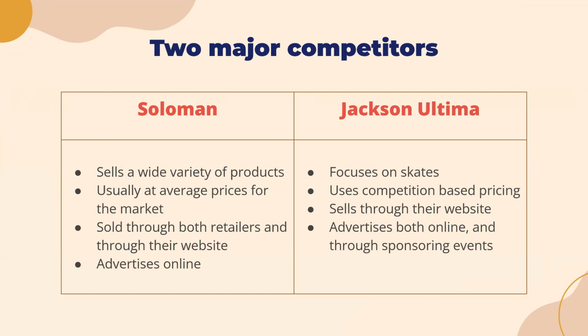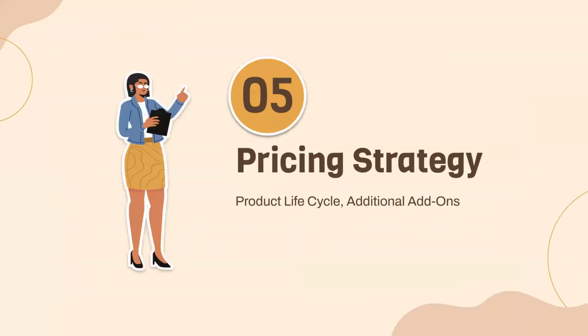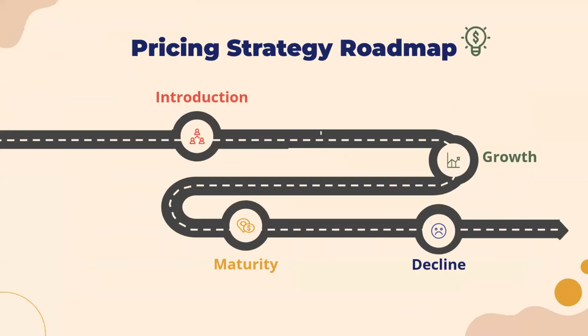So Salomon sells a wide variety of products at an average price through both retailers and the website, and they advertise online. Jackson Ultima focuses on skates using competition-based pricing, selling only through their website while advertising both online and through sponsoring events.